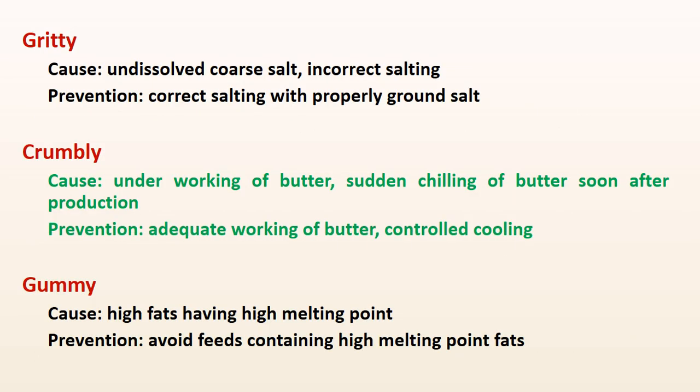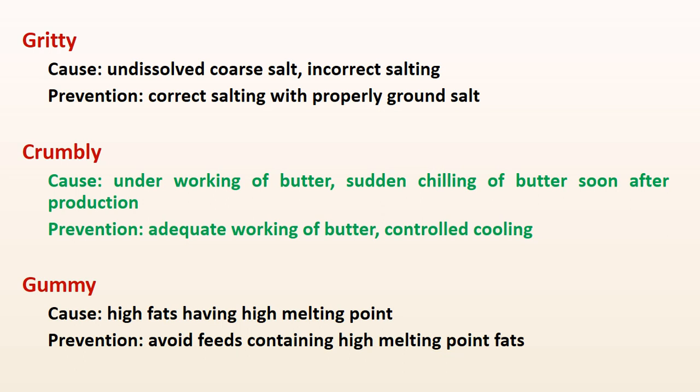Now we will see some of the texture defects in butter. First one is gritty. The cause is undissolved coarse salt and incorrect salting. The prevention is correct salting with properly ground salt. Another texture defect is crumbly. The cause is underworking of butter and sudden chilling of butter soon after production. The prevention is adequate working of butter and controlled cooling.